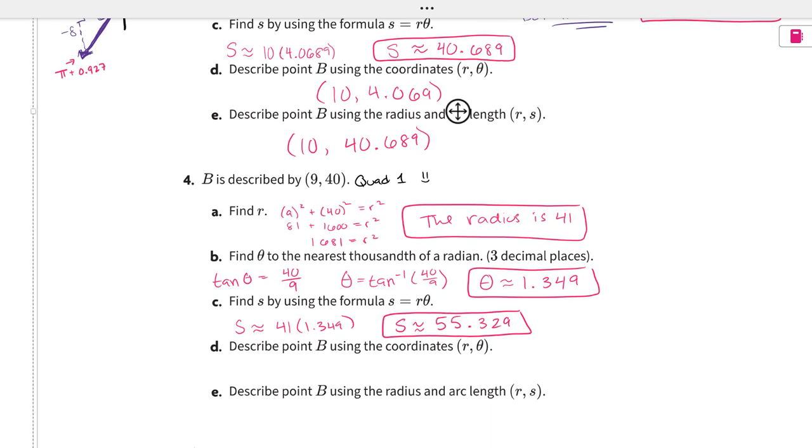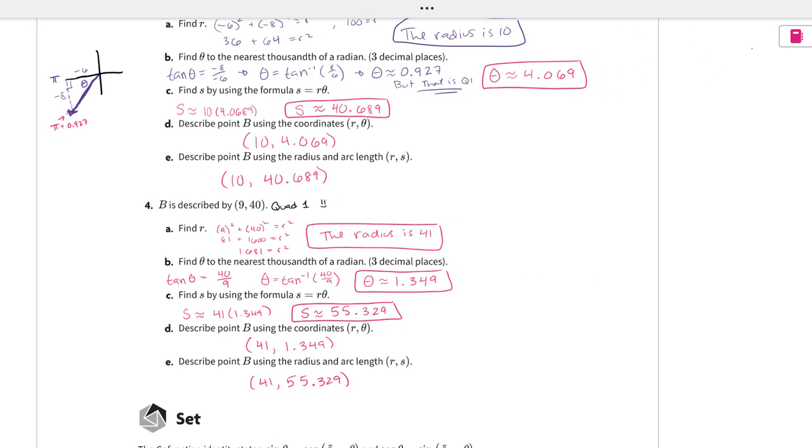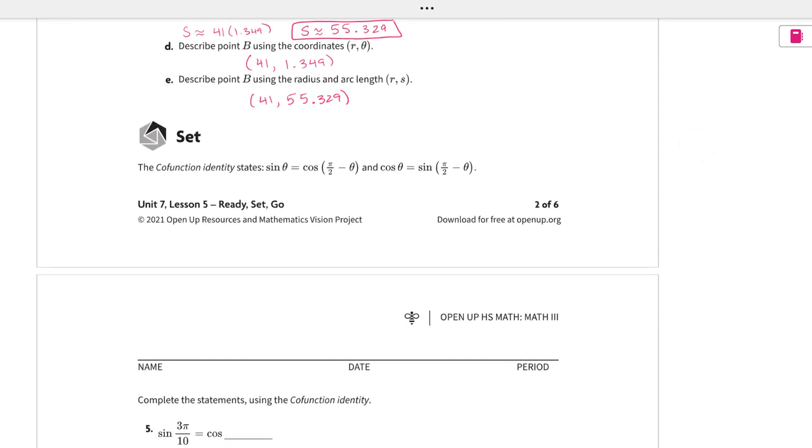Okay, find the point B using our radius. Well, we said our radius is 41. And our angle, 1.349. Find point B using the radius, so 41 again, and our arc length, so 55.329. Okay, and there's the end of question 4.